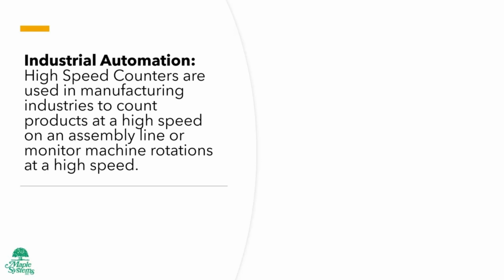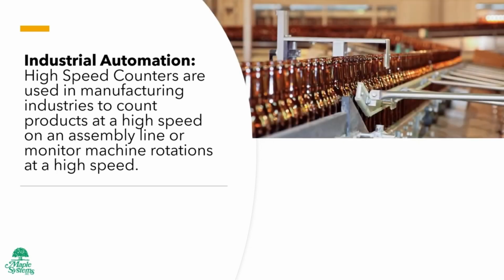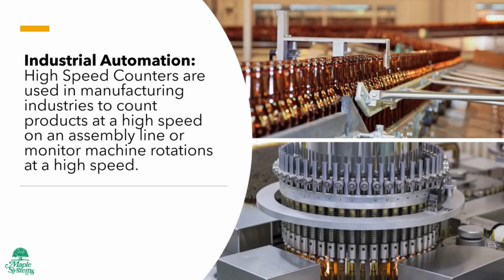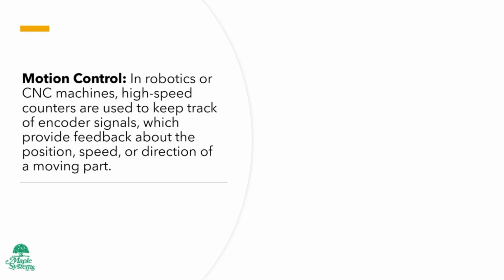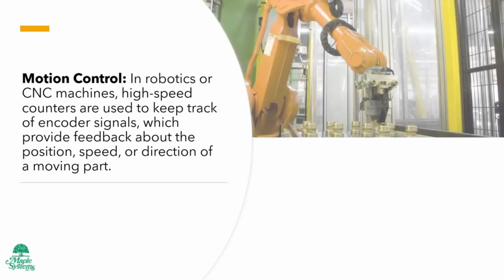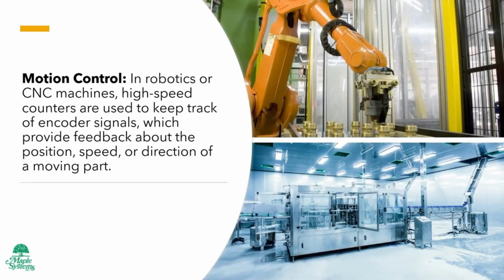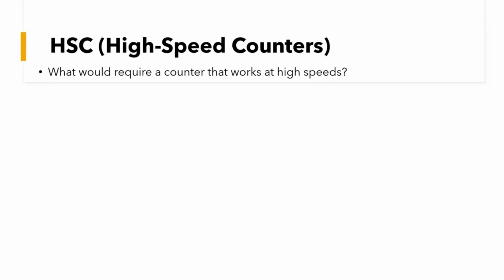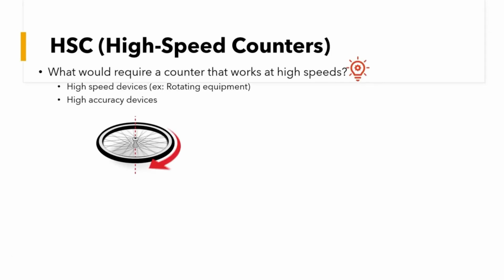In industrial automation, high-speed counters are used in manufacturing industries to count products at a high speed on the assembly line or monitor machine rotations at a high speed. It is also used for motion control. In robotics or CNC machines, high-speed counters are used to keep track of encoder signals, which provide feedback about the position, speed, or direction of a moving part. So, what would require a counter that works at high speeds? High-speed devices or high-accuracy devices.